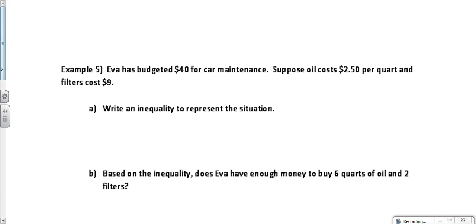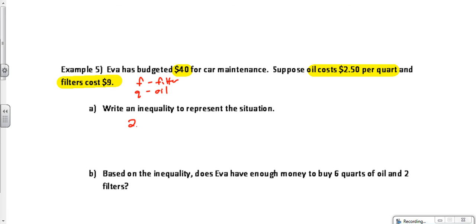Now here we have a situation we need to describe. Now she has a $40 limit. Oil costs $2.50 per quart, and a filter is $9 per filter. So we have a $40 max. So let's say that F is for filters, obviously, and quarts will be for oil, so Q for oil. So write an inequality to represent the situation.